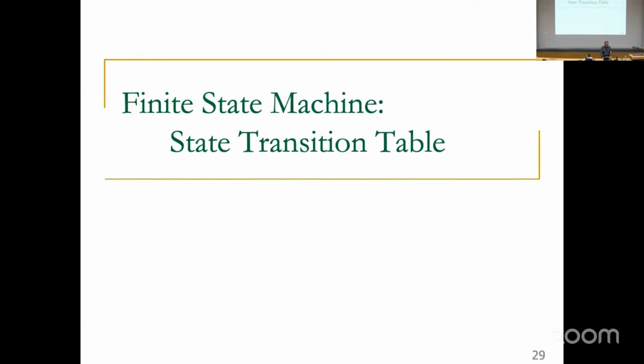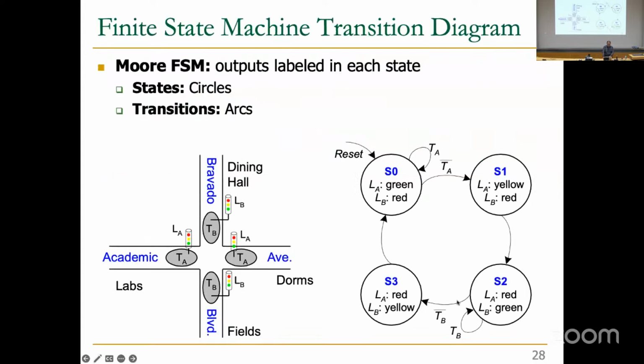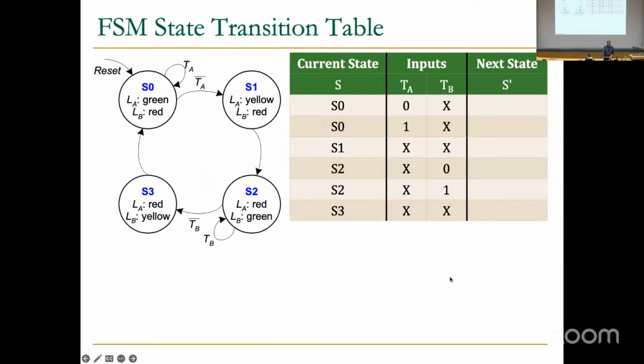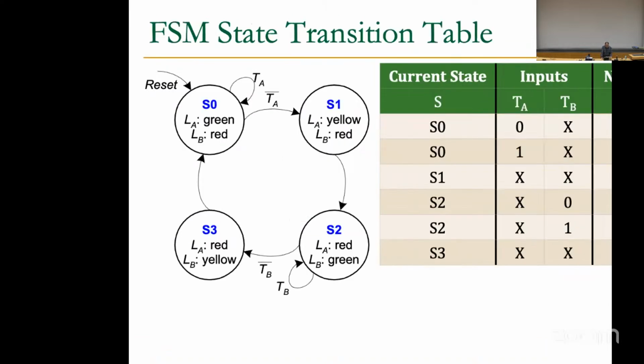Okay, so now let's see how we can implement this FSM in hardware. First, we need to start with the transition table. We have a current state and also inputs. Depending on these inputs, we can move to different states. So from S0, if traffic A is 0, regardless of traffic B, we need to move to S1, right? When traffic A is 0, traffic B is don't care here.